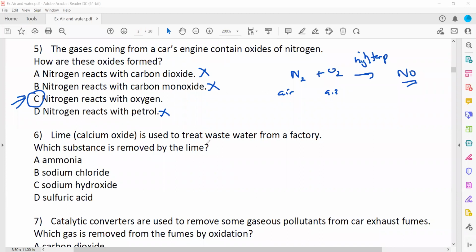Lime, or calcium oxide, is used to treat wastewater from the factory. So lime is calcium oxide, a metal oxide.